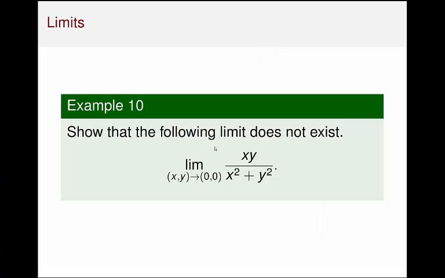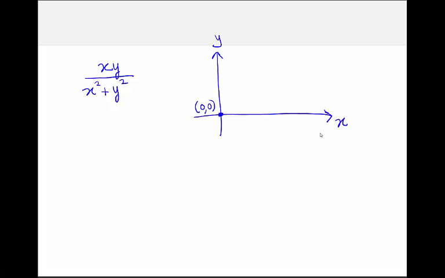In this example, we are going to show that the following limit of the function xy over x squared plus y squared does not exist at the point (0, 0), which is the origin. As usual, we are going to find two paths along which we'll have different limits. Alright, there seem to be two obvious paths that we can choose to compute the limit. They are the x-axis and the y-axis, since both of them pass through the origin.